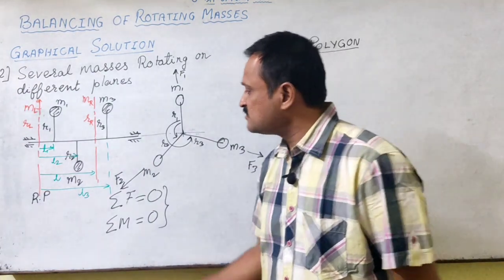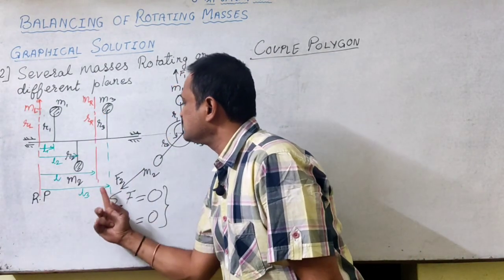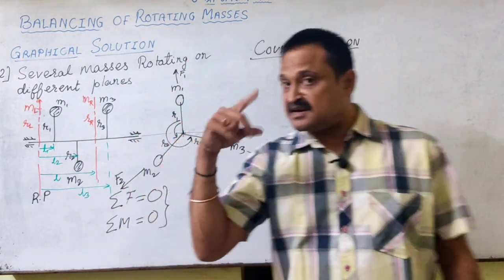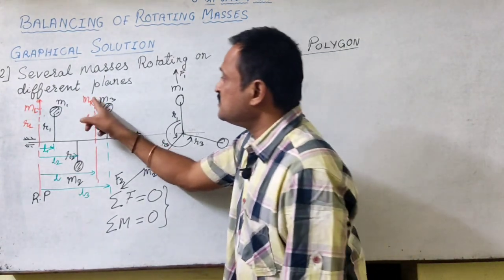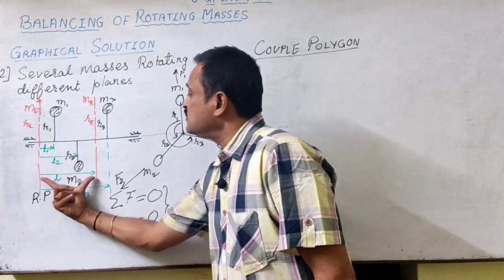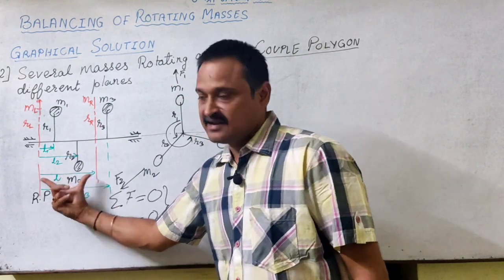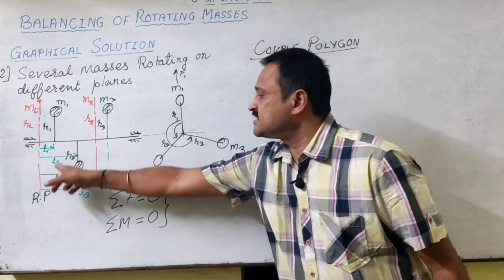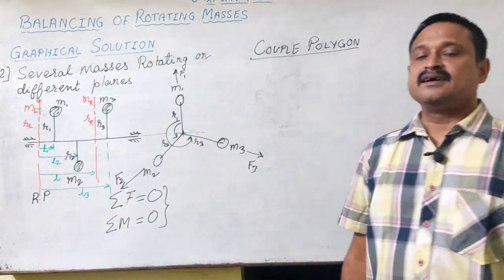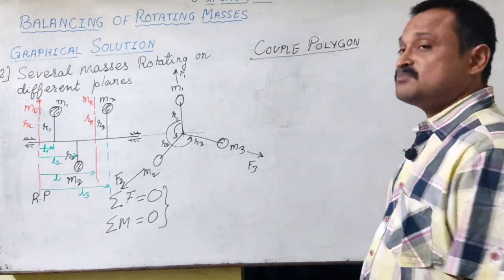This will be the moment due to this force, and the moment due to this mass M3 will be F3 into L3, where F is M into R. And the moment due to this balancing mass MR will be equal to FR into L. So if these L1, L2, L and L3 are known, I can determine the magnitudes of these couples or the moments.